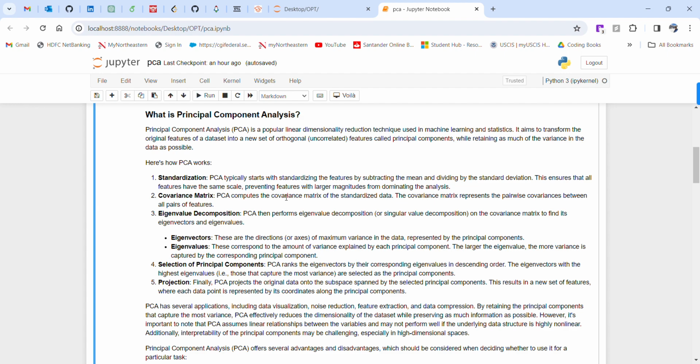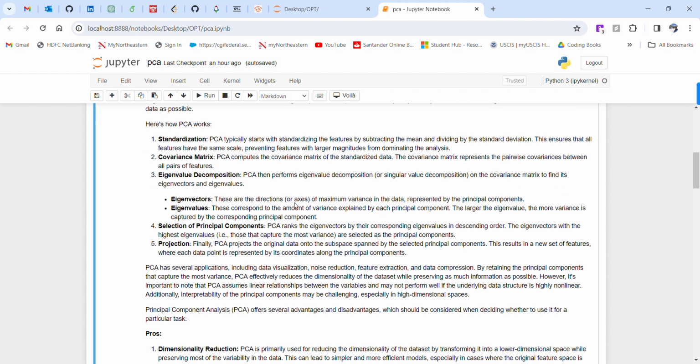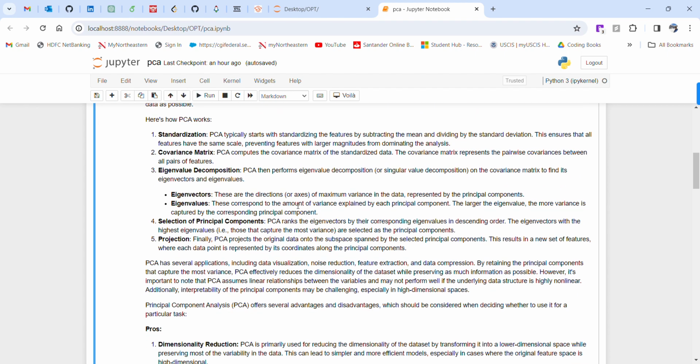Now, applications. Before we go to that, a commonly used method instead of eigenvalue decomposition of the covariance matrix is also singular value decomposition of the training matrix. PCA can be used for dimensionality reduction, feature extraction, data visualization within finance, genetics, and many other fields.